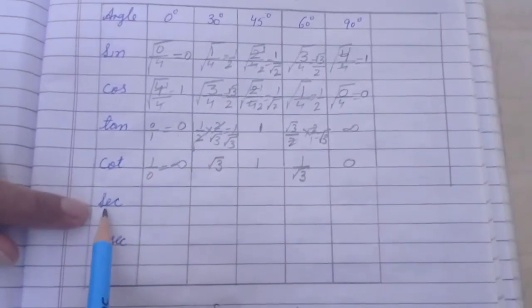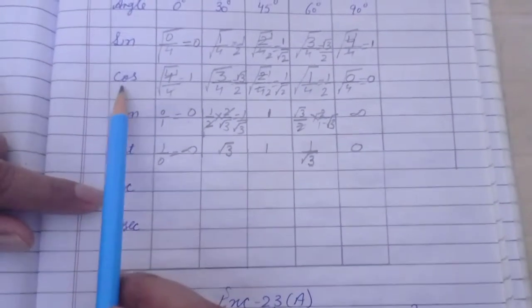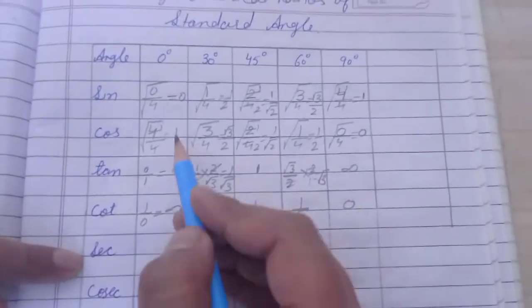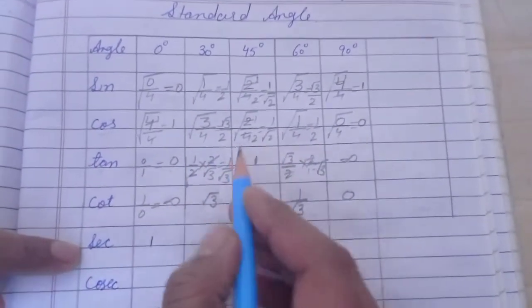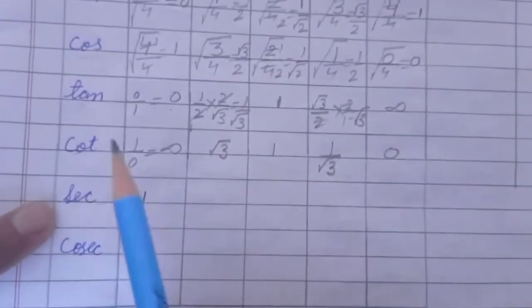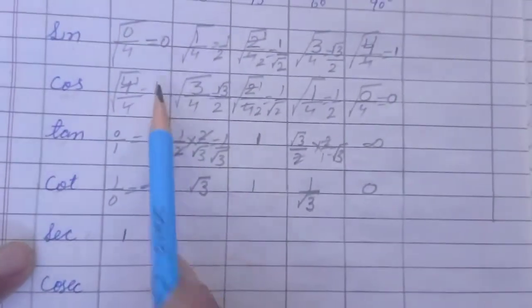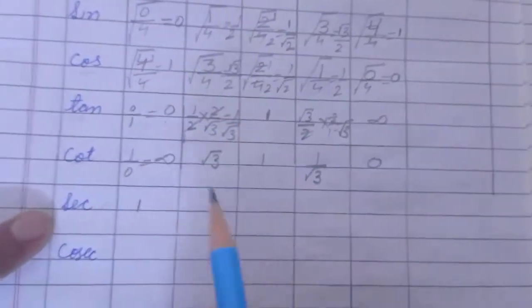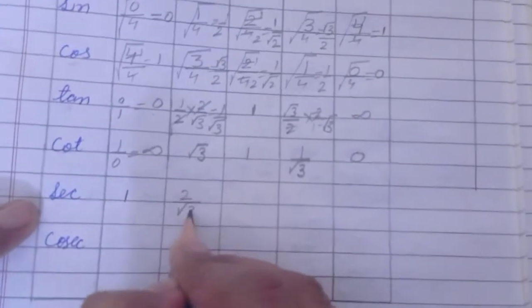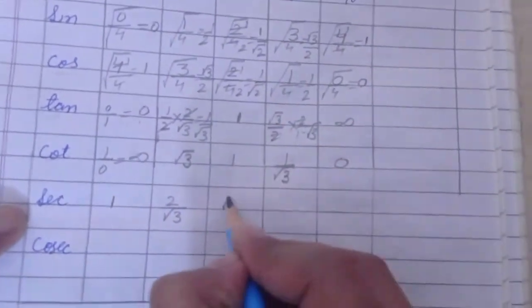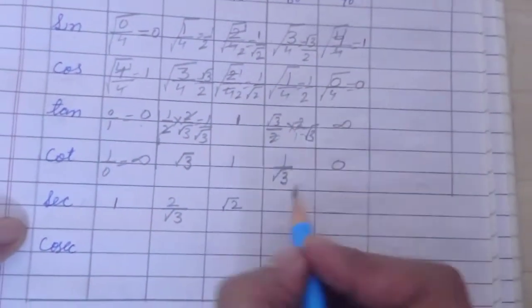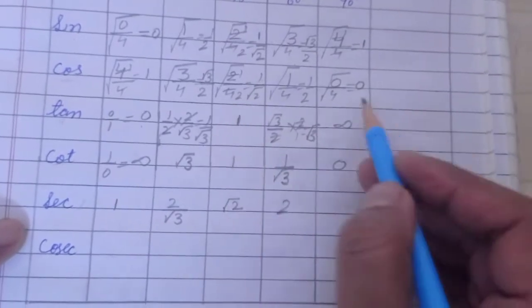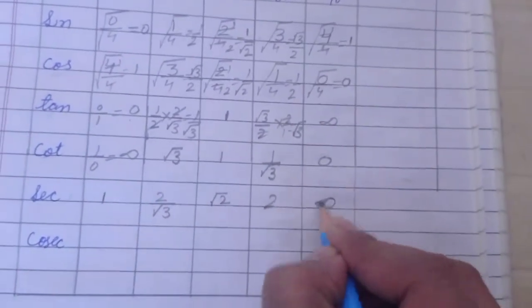Now secant. Secant is the opposite of what? Secant is the reciprocal of cos. So 1 over 1 is 1 only. Again, secant is the reciprocal of cos. So 1 over 1 is 1. Reciprocal of this will be 2 by root 3. Reciprocal of this will be under root 2. Reciprocal of this is 2 over 1, means 2 only. And 1 over 0 is infinity.